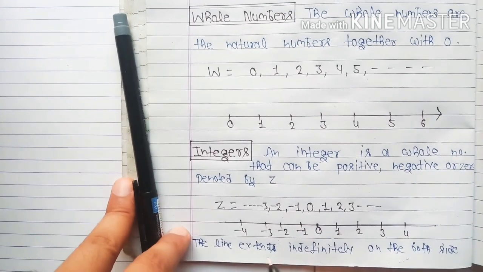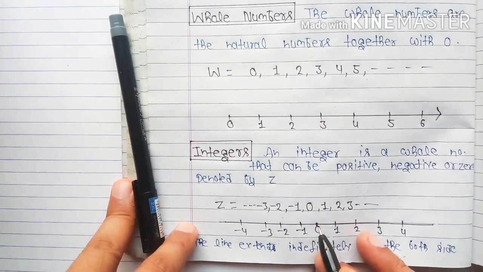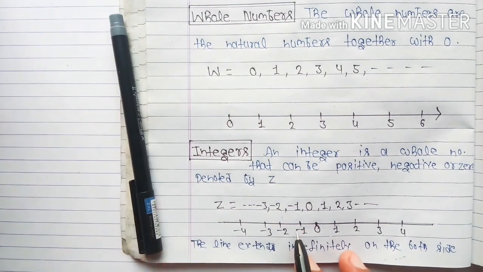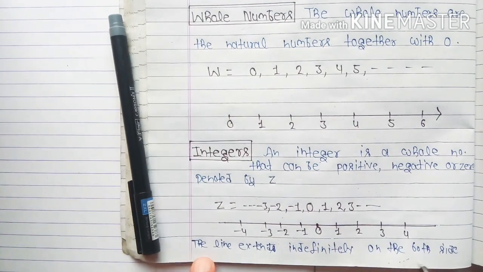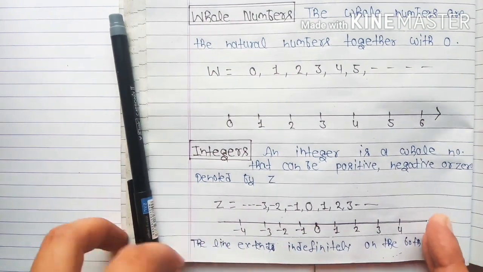On the number line, you can see we start from 0. On the right hand side 1, 2, 3, 4, and leftward from 0, minus 1, minus 2, minus 3, minus 4. The line extends indefinitely on both sides, meaning minus infinity to plus infinity.